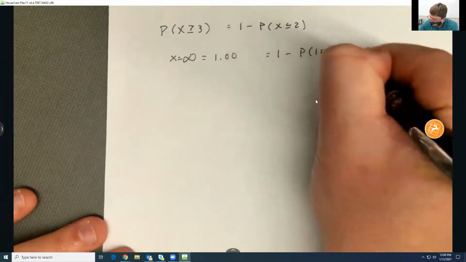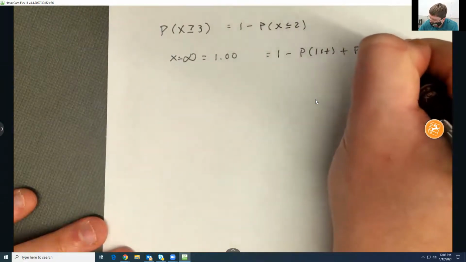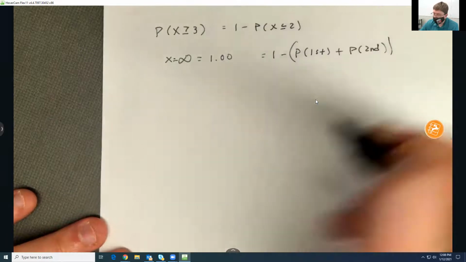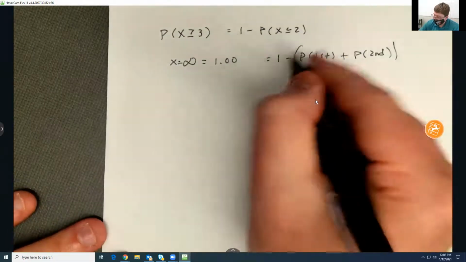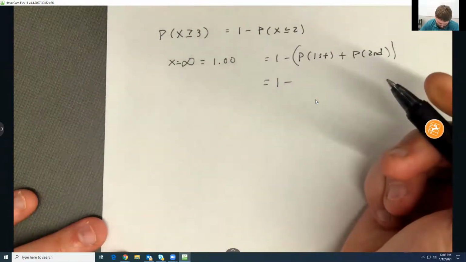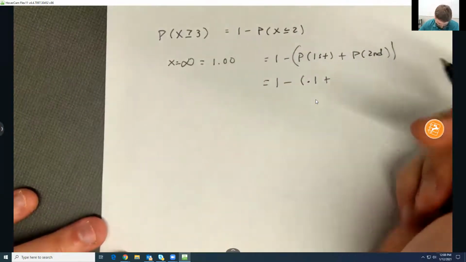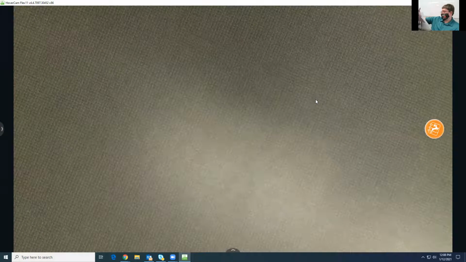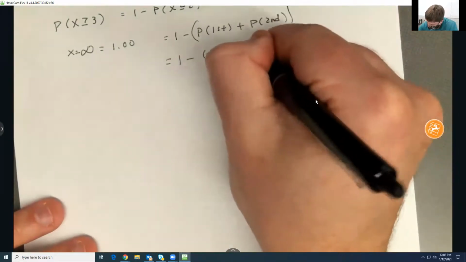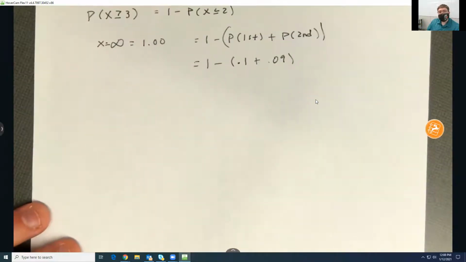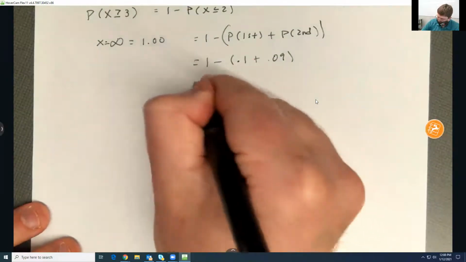So for this one, I'm going to say, okay, this is the same as 1 minus the probability that it's the first kid plus the probability it's the second kid. And again, we already figured out these 2 answers from the previous page. So this is the same as 1 minus, what did we get? 0.1 plus, what did I get for the second one? 0.09. So you should get equal to 0.81.